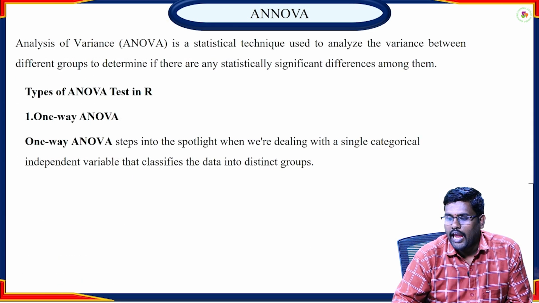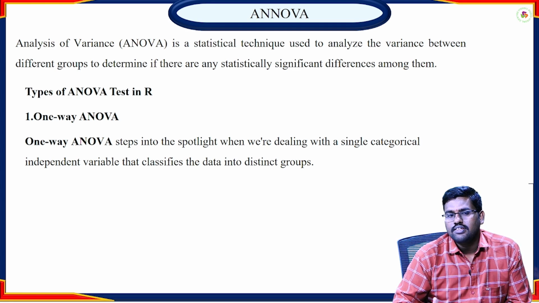Next one is ANOVA. The full form of ANOVA is analysis of variance. It is a statistical technique used to find out the difference between the variance values. There are two types: the first one is one-way ANOVA and the second one is two-way ANOVA. One-way ANOVA means we are dealing with only a single categorical independent variable, and that is to be combined into distinct groups.